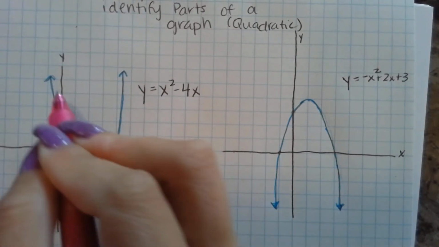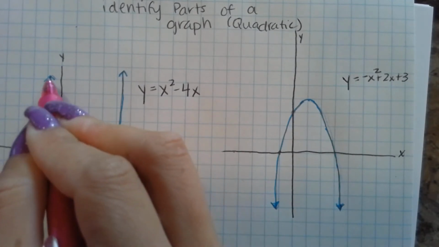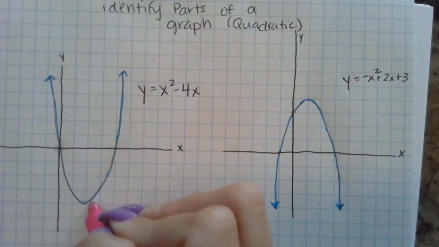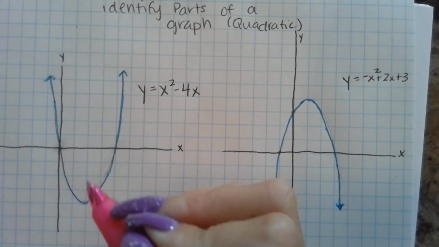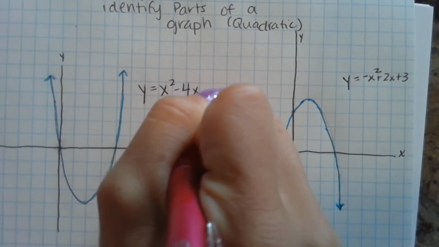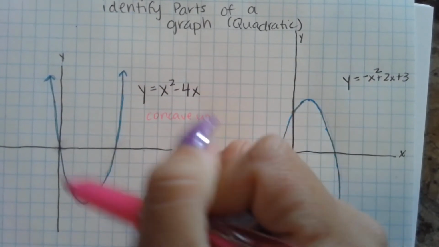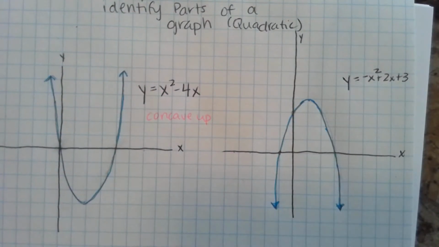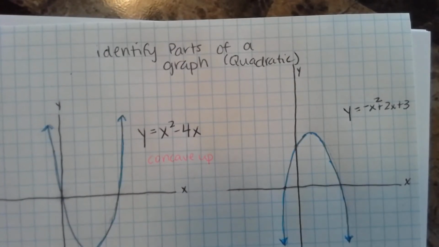So I know that I read a graph from left to right, so I know that this is going down and then it comes back up, okay? So this is definitely concave up because it's going in the up direction. All right, so we know it's concave up.